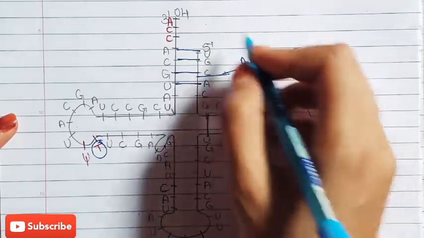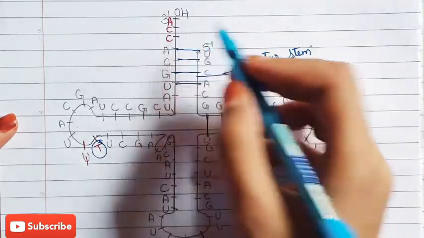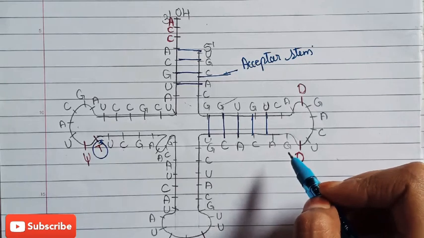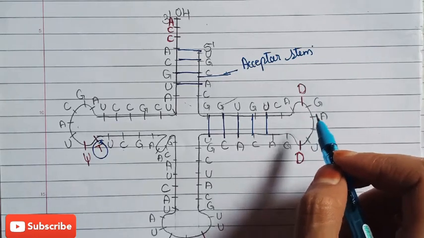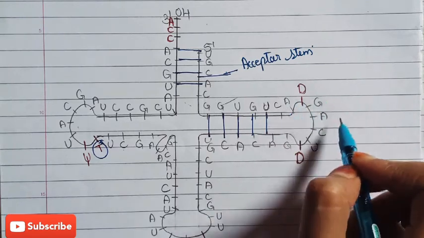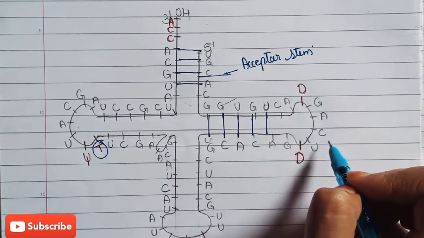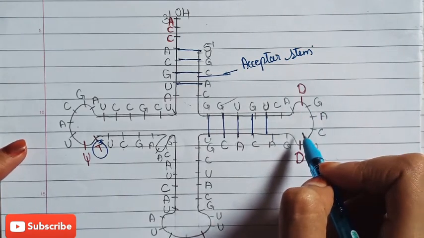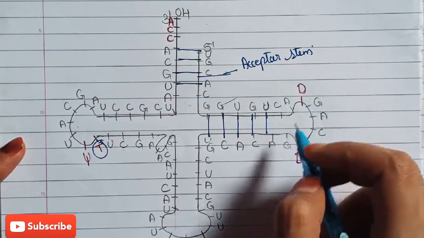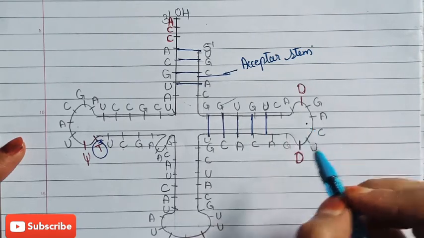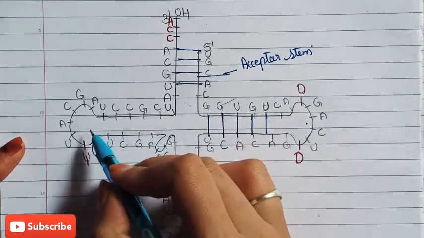Now we have seen this part. Now about this part, you can see here the hydrogen bonds are not formed. This rounded structure does not have hydrogen bonds. This place is where hydrogen bonds do not form, and that place is known as the loop part of tRNA. So you can see here the 4 loops: first loop, second loop, third loop and fourth loop.